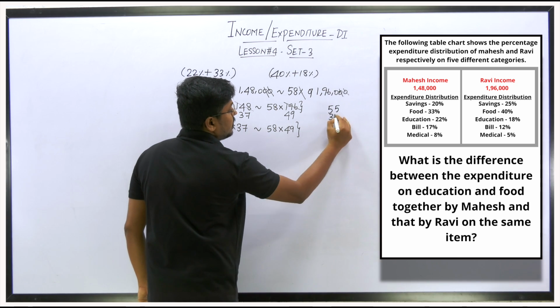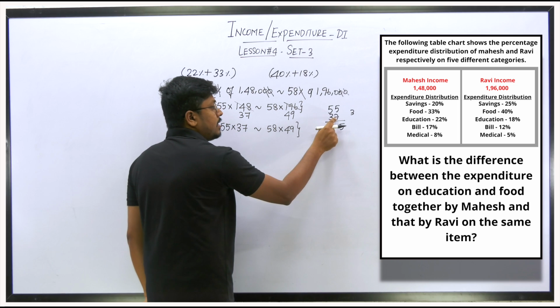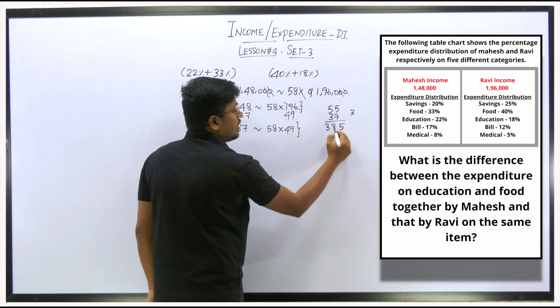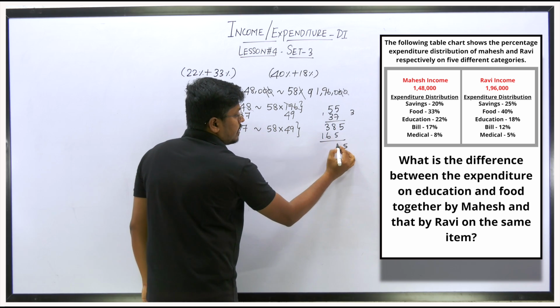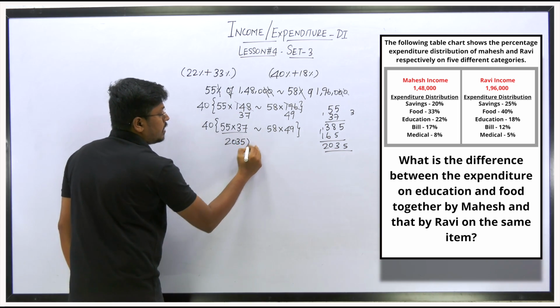So 55 into 37. 7 5s are 35, so remaining will be 3. 7 5s are 35, 35 plus 3 will be 38. Then 5 3s are 15, plus 1 is 16. So this becomes 8, and then 1, 10, 1, 2. So the answer is 2035.